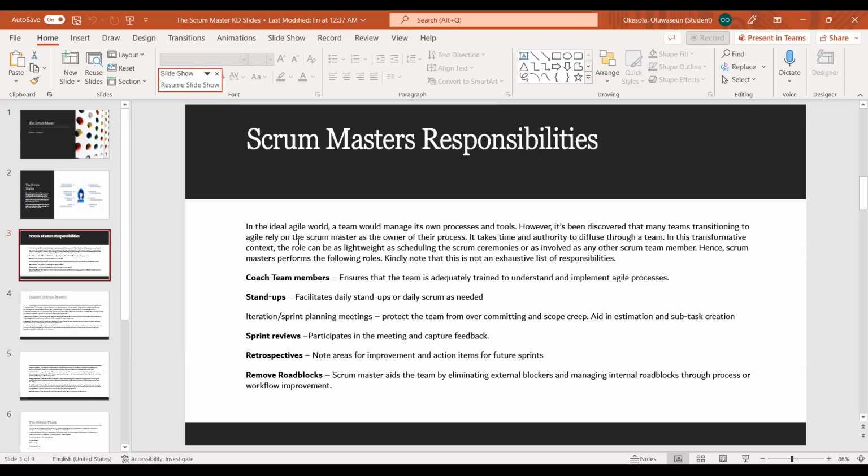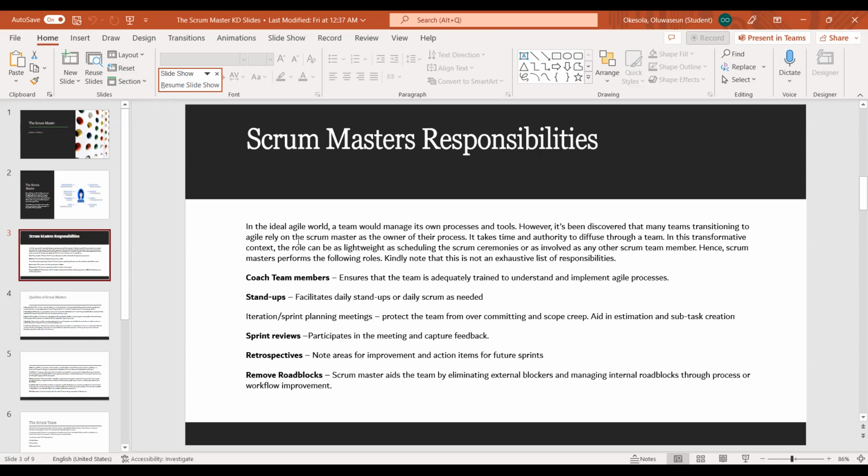We talked about the Scrum Master ensuring that the team is not overcommitting to what they cannot deliver. And we also talked about the Scrum Master protecting the team from the organization overloading the Scrum team with what they think they should deliver. So it also aids in estimation and sub-task creation.